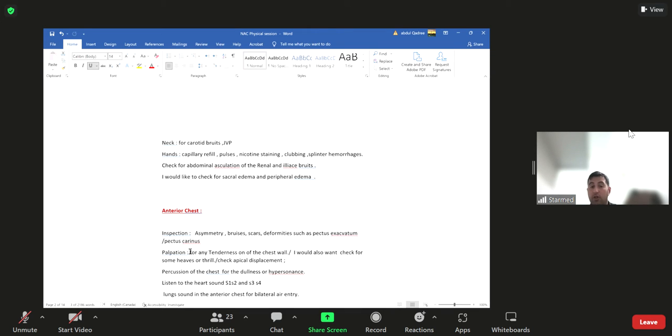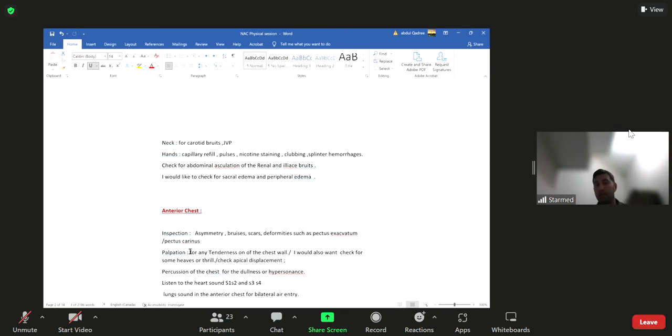Then you go ahead and listen to the lung sounds in the anterior chest for bilateral air entry, or any abnormal lung sounds that might be present. That's the anterior chest look. We're not talking about the posterior chest right now, okay? So once you listen to it and it's clear, you're going to move on.